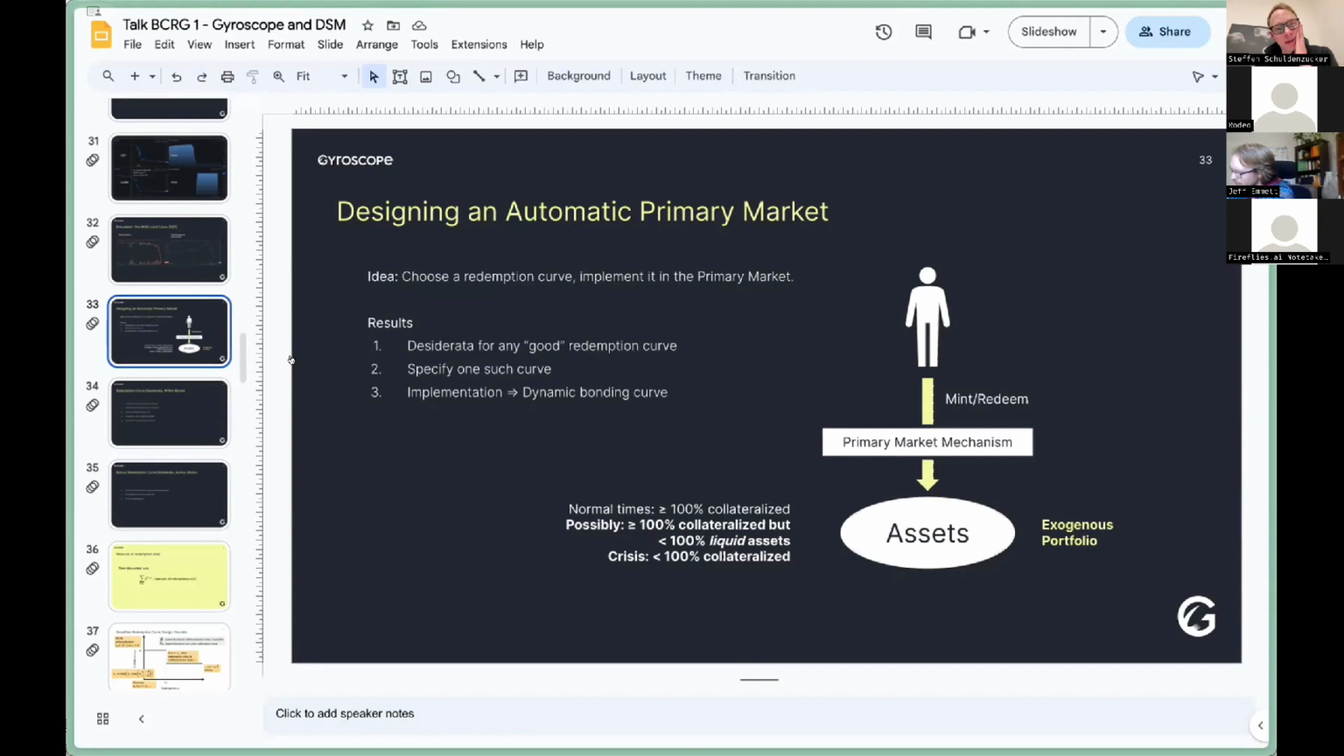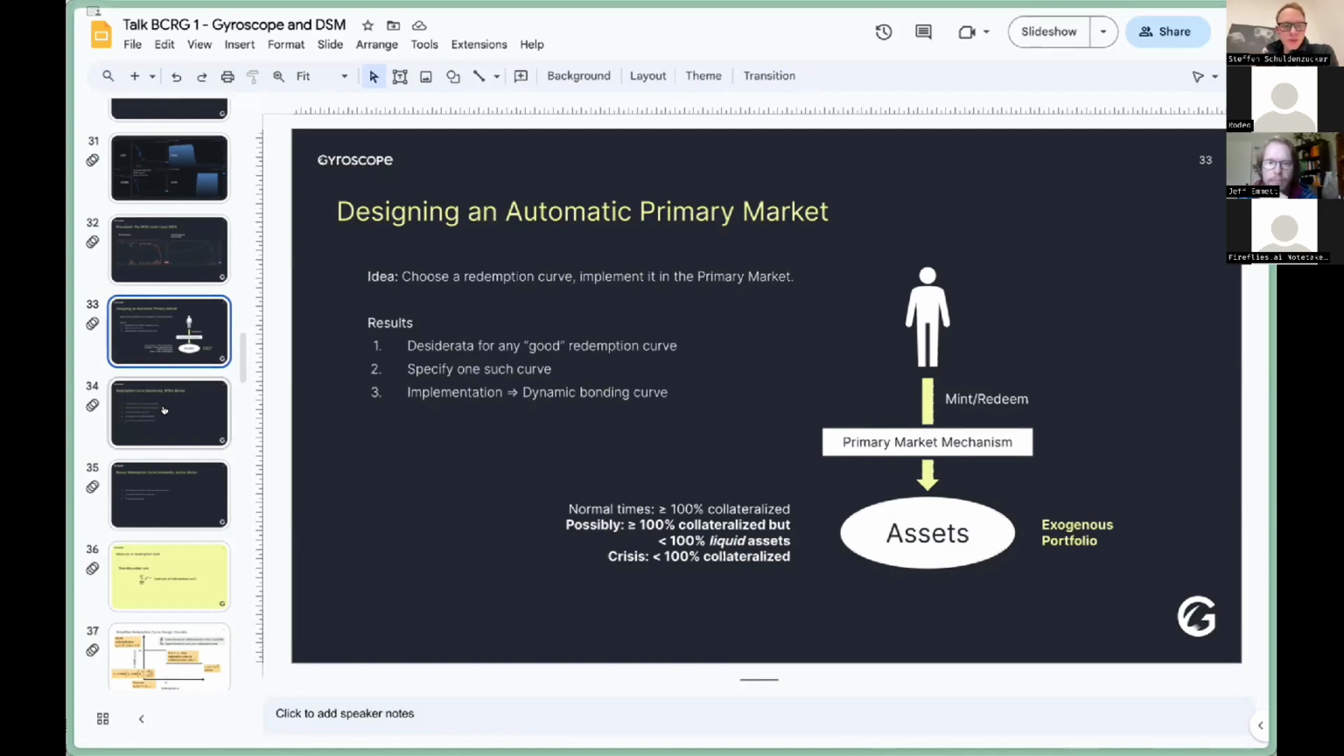So now, what could this primary market look like in Gyroscope? I want to proceed in 3 quick steps. The first one is to start with the redemption curve: what kind of redemption curve makes sense? That's the best you can do in the situation. Then I'm going to show you one such curve that we use in Gyroscope. And then I'm going to talk about implementation. Essentially, this is the task of creating a dynamic bonding curve from the thing we want to see.